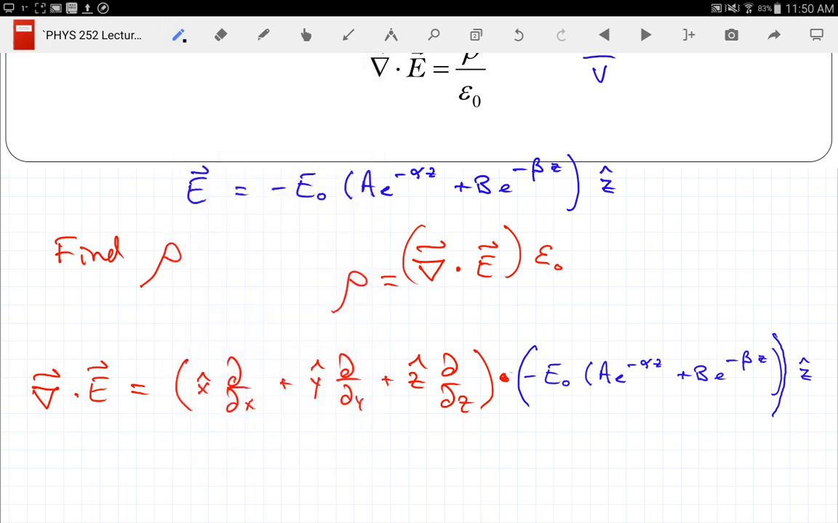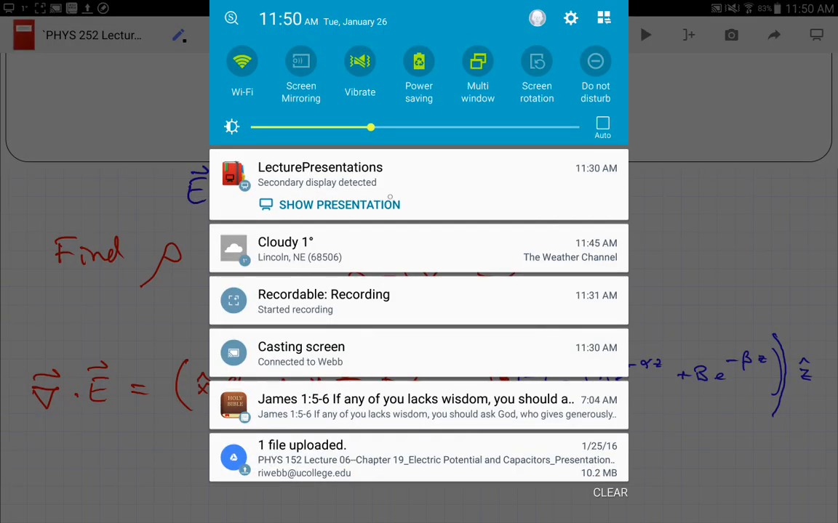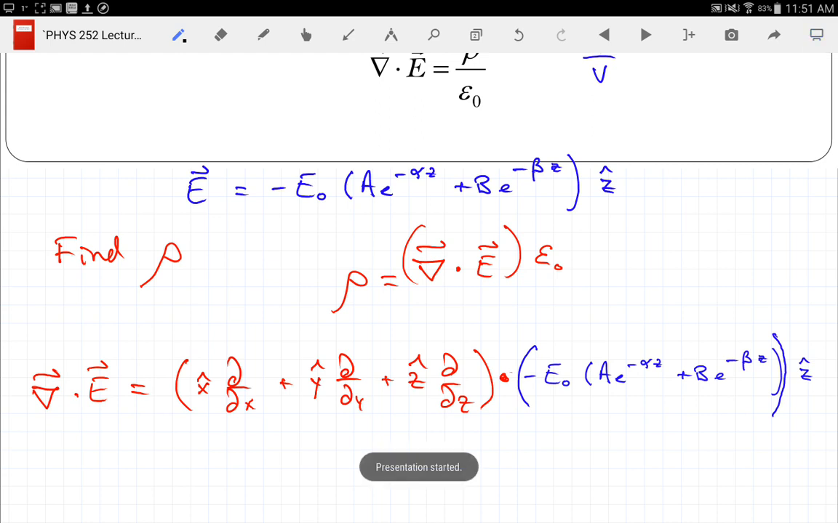Let me change the mode so you don't see all my pen changing. There. Now you won't see my pen changing.